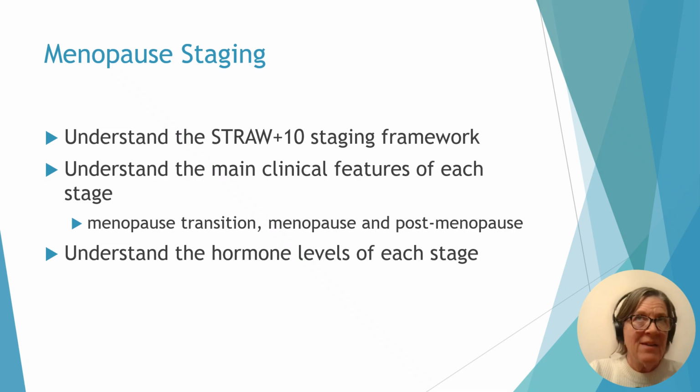So with that foundation, I think this is really helpful to going forward and talking about the hormone changes that happen during menopause. And so the objectives of this section are to understand the STRAW+10 staging framework, and understand the main clinical features of each stage from the menopause transition through menopause and postmenopause. And really, we're going to be primarily looking at what's happening with the menstrual cycle and what's happening with the hormones. And then we'll go on in later lectures to really talk about the systemic symptoms and how this is affecting women on a day-to-day basis.